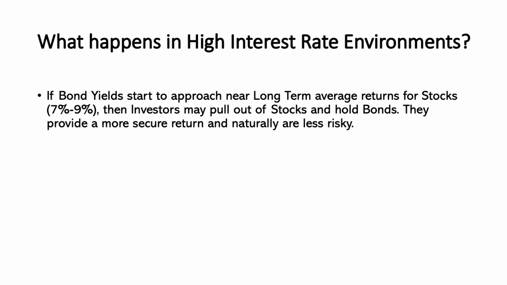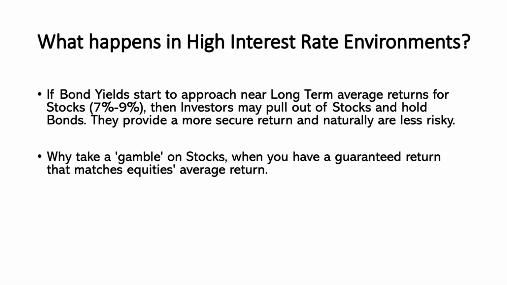If stocks have been cheap, or theoretically been cheap, for that period of time, and now we're at the end of that cycle, what happens? Well, if bond yields start to approach near long-term average returns for stocks, which is only around 7 to 9%, then investors may pull out of stocks and decide to hold bonds. After all, they provide a more secure return and naturally are less risky. So why take a gamble on stocks when you have a guaranteed return that matches equities' average return over time? This isn't my thought. This is just obviously the market's thought process.